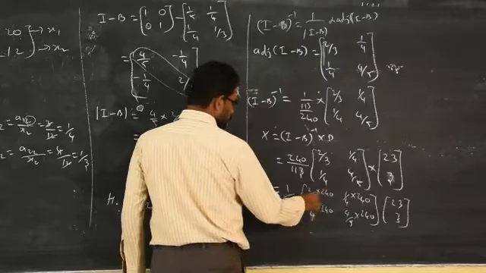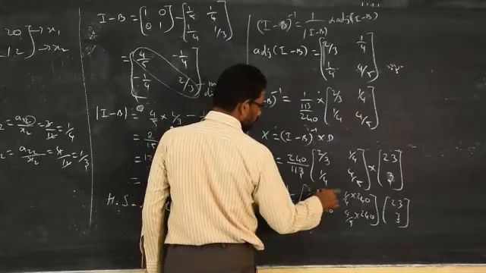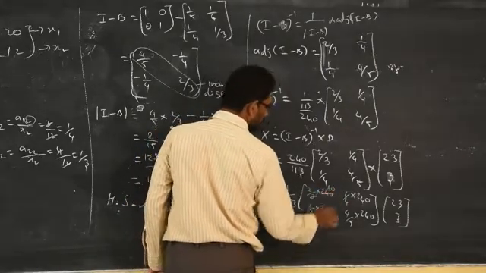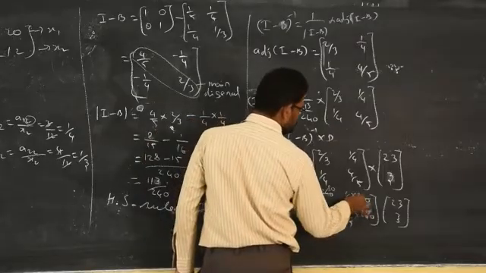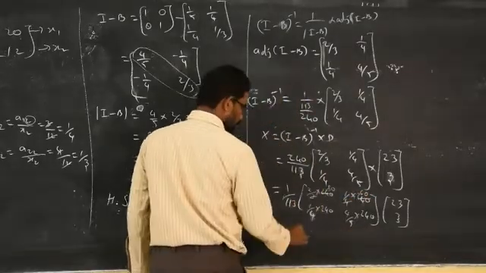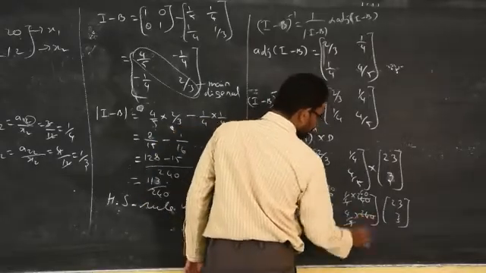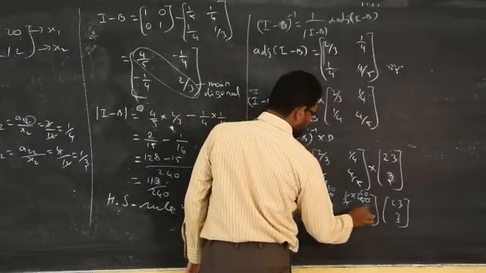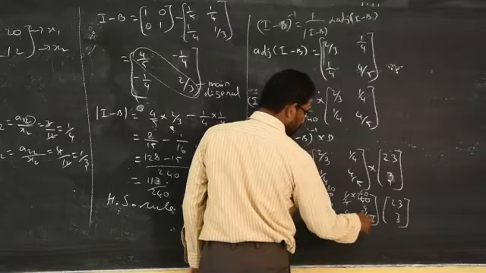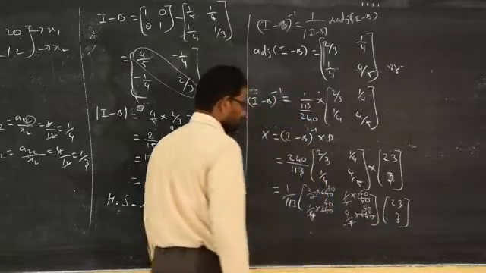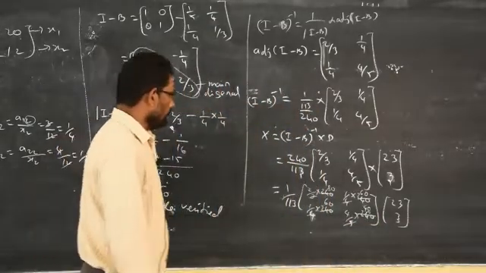Now, divide these two. 3 will go how many times in 240? 80 times. 4 will go how many times in 240? 60. 5 will go how many times? 5 fours are 20, remainder 4, 40, that is 48 times. So, use a calculator and proceed.